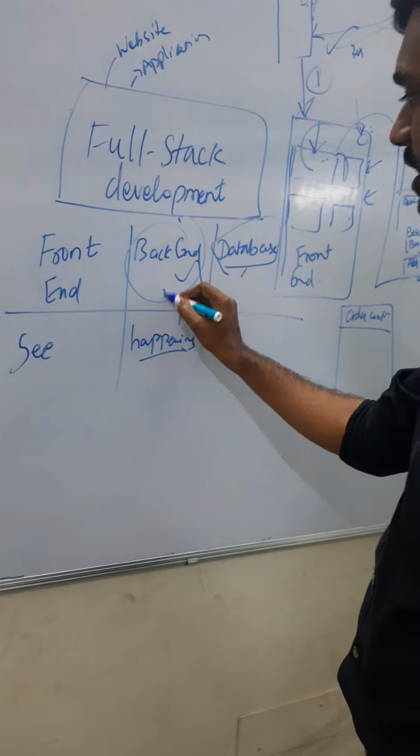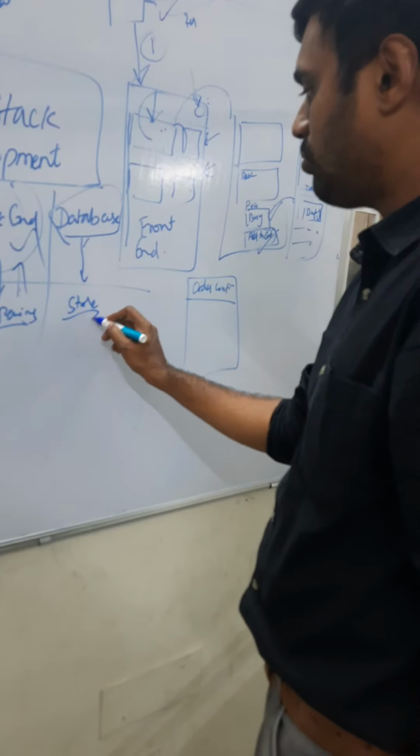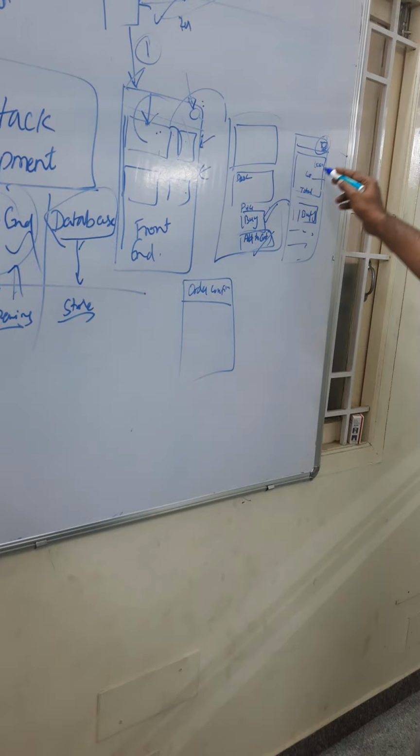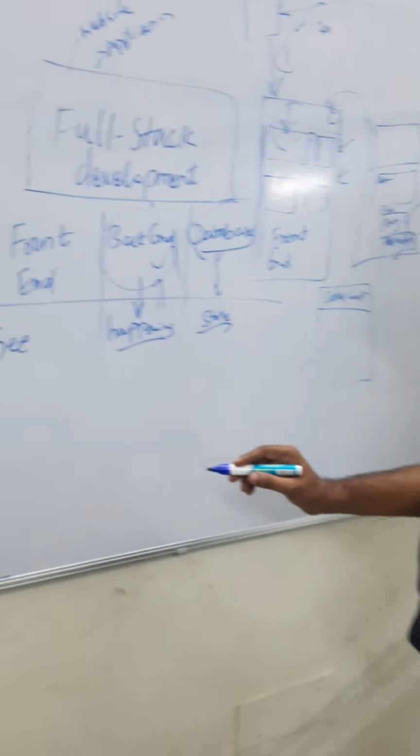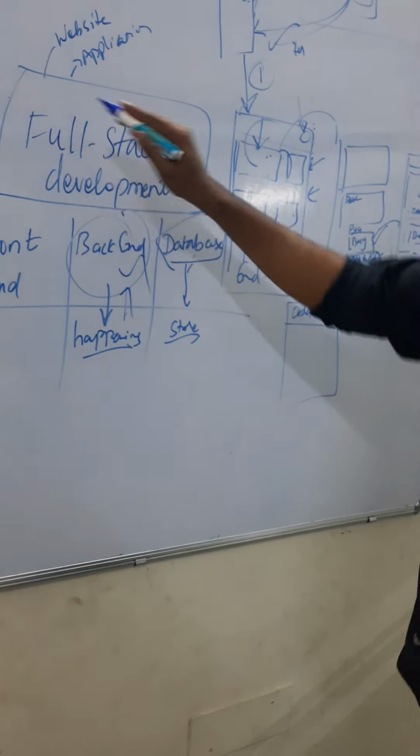So that's taken care of by this back end. And this database is to store all the details. So what kind of product you have ordered, what is your history, everything will be stored in the database. Okay. So these are the simple explanation of this full stack development.